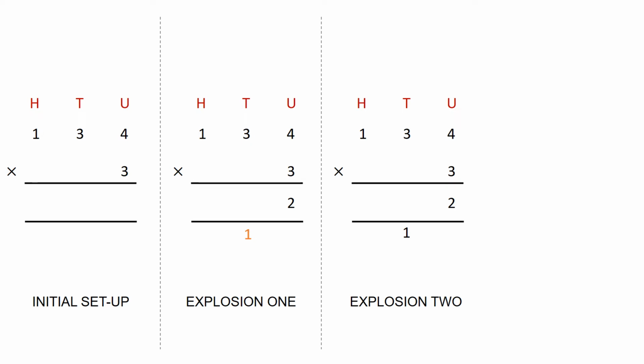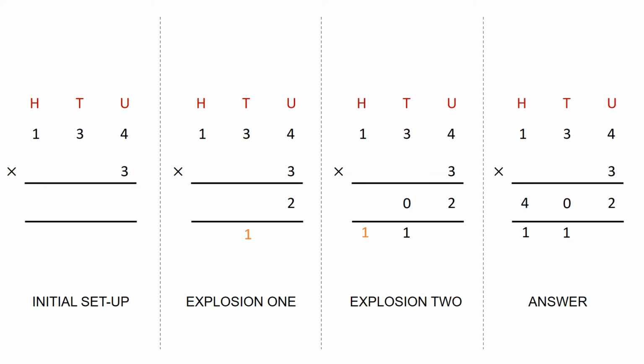The second explosion, that would be 3 times 3, which is 9, add the 1, which is 10, and of course we cannot have 10 dots in one section, or in this case one column, so that has to explode and move into the next column. 3 times 1 is 3, add that 1, of course, is 4. So there's the 402. So hopefully you can see the little connection.